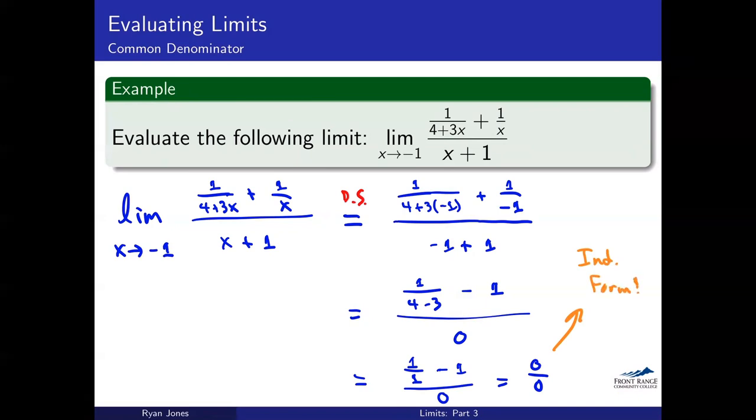We're not done with the problem. We've got to do some algebra. When you see a limit of this form, the first thing I think is let's find a common denominator on the terms in that numerator, those two fractions that are hiding up there. So let's give ourselves a new page. Let's write this limit out again and work it through. Limit as x goes to negative 1 of 1 over 4 plus 3x plus 1 over x, all over x minus 1, sorry, x plus 1.